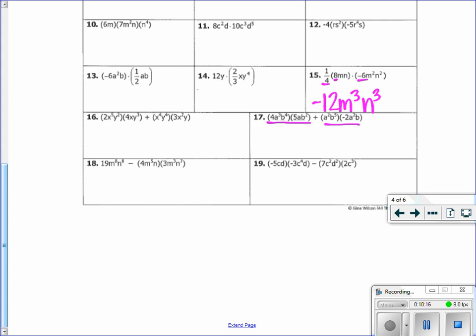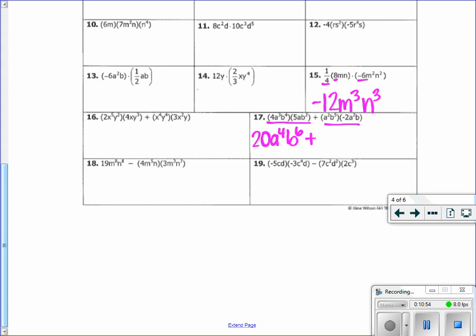Now multiplying this first part. Coefficients get to multiply together. So what am I actually going to multiply? 5 times 4. Coefficients are 4 and 5. So 20. And then we have a cubed times a. So how many a's would I have to write out? 4. So a to the 4th power. And then b to the 4th power times b squared. How many b's would be written out there? 6. So b to the 6th power.